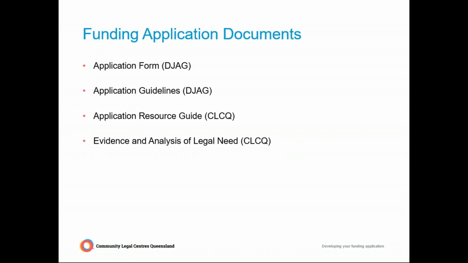So for those of you who have been on Q tenders, hopefully most of you, if you're intending to put an application in, there are a range of funding application documents you need to have in front of you. The application form, which goes without saying. There's a set of guidelines that JAG have also produced around how to apply for funding. There's an application resource guide that Community Legal Centres Queensland has produced, and I will be running through that guide today, which talks a little bit more in depth about what particular questions might mean when it comes to the legal needs research. And we've also developed an evidence and analysis of legal need, which will be an important document to help guide the telling of your story, which has an evidence base.